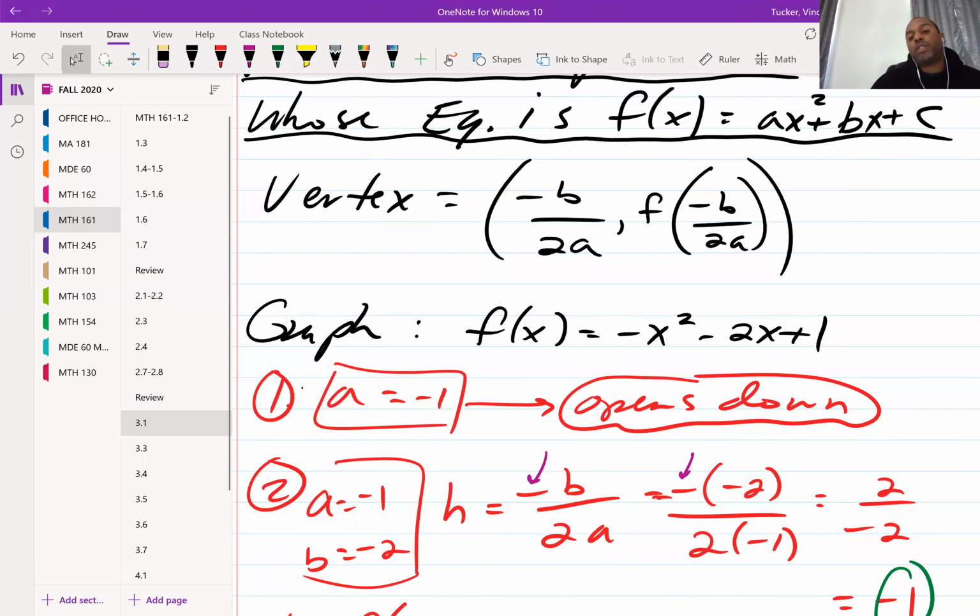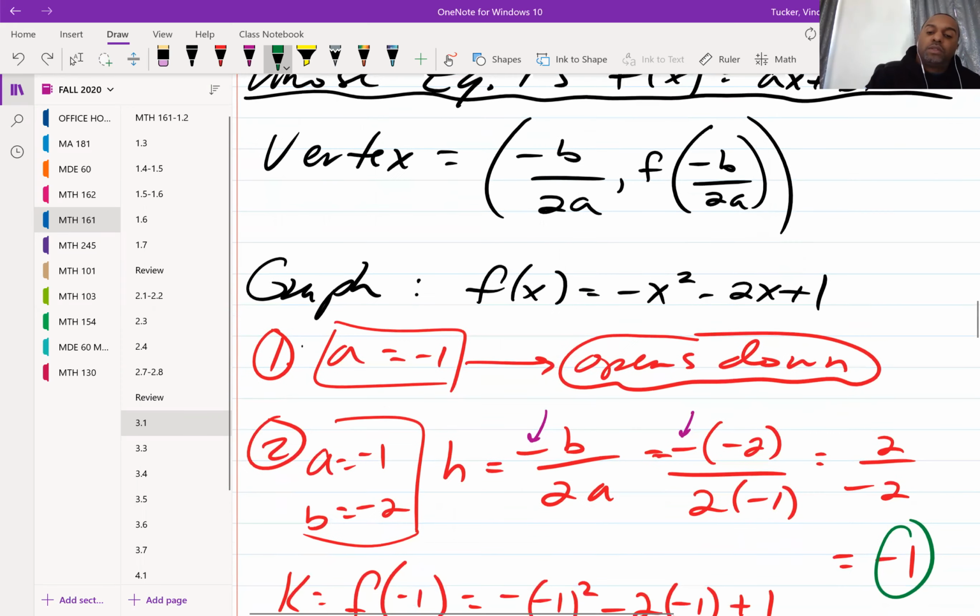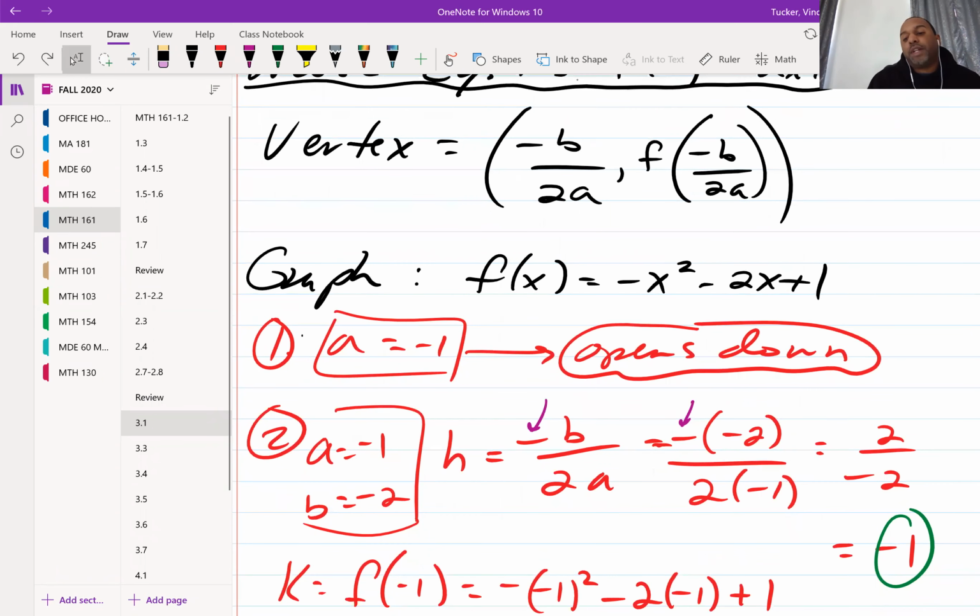Then we need to find the coordinates of our vertex. So to find h, that's going to be negative b over 2a. And I pointed out right here, make sure you don't lose a negative. There's a minus sign in the formula in front of that b, and we're plugging in negative 2. So that should be negative negative 2 over 2 times negative 1. So that's 2 over negative 2, which is negative 1.